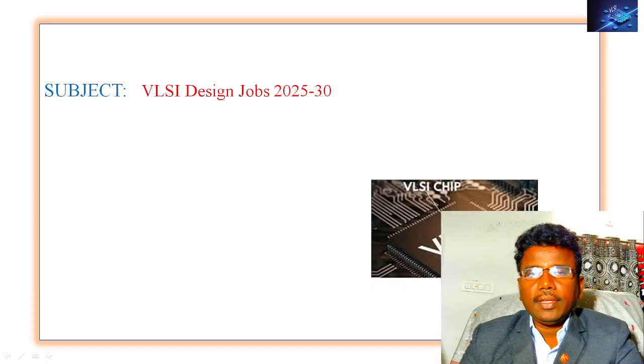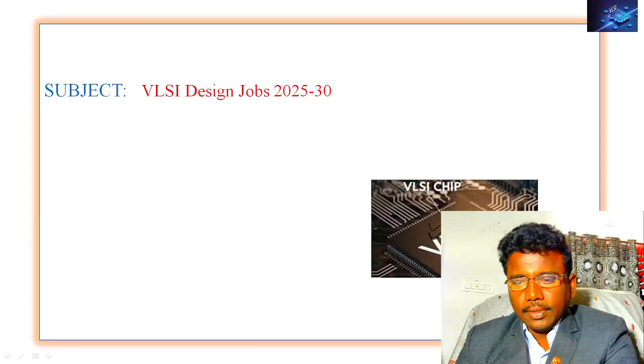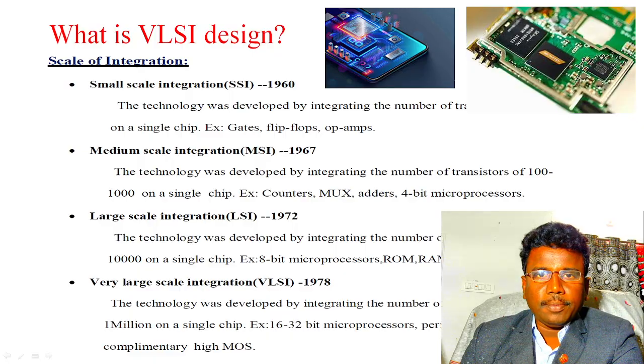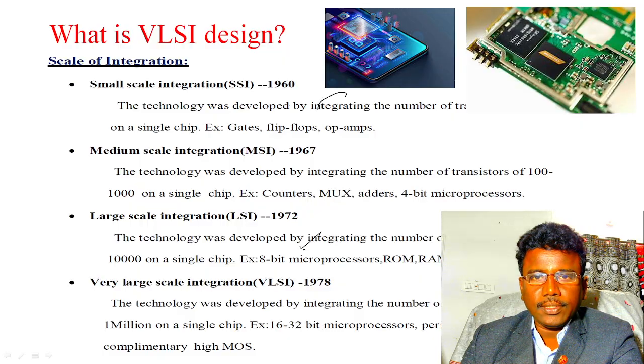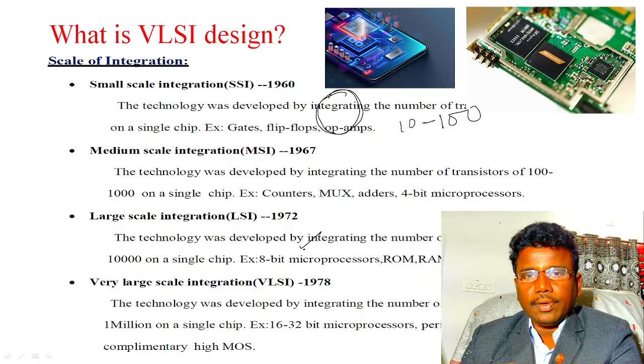As you know, more number of transistors are integrated on a single chip, so then it is called VLSI technology. For example, you can see this here. SSI means 1 to 10 transistors or 10 to 100 transistors are integrated on a chip, so that is SSI technology.